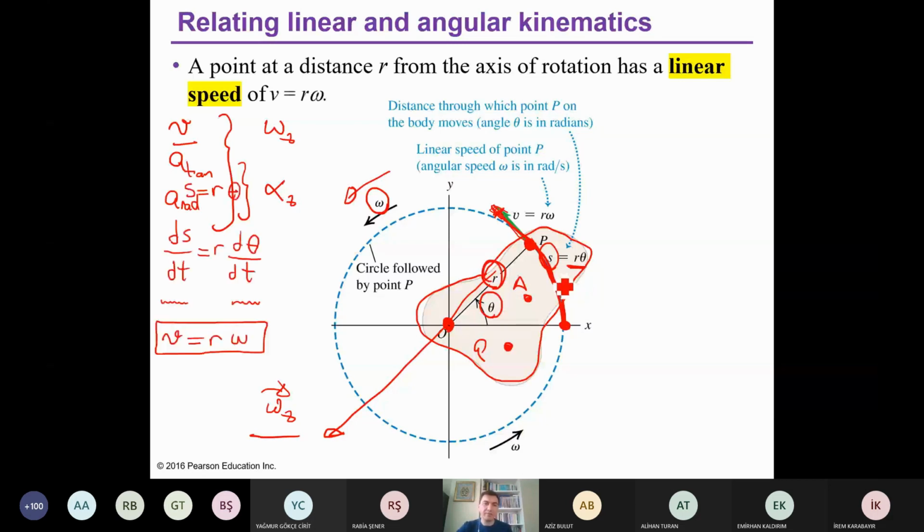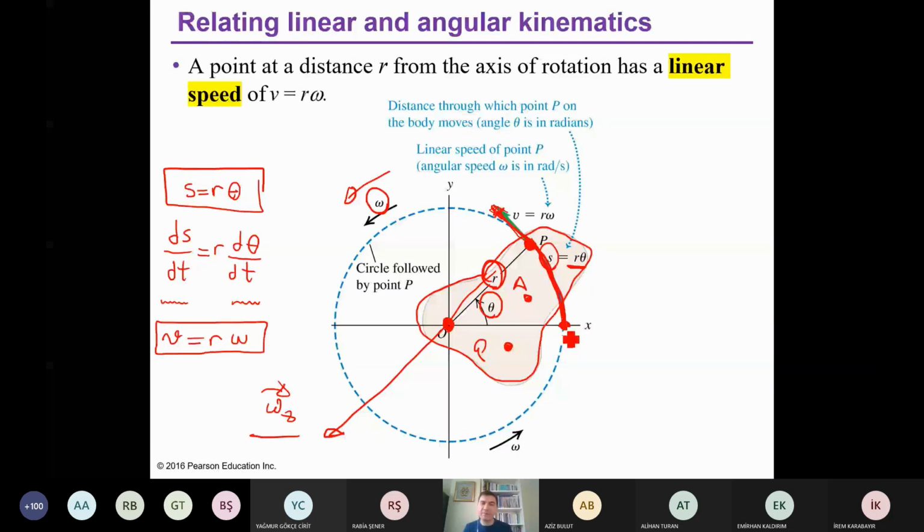So now let me continue. We know that this arc length here is given with R times theta, radius times theta. And if you take time derivative of this equation, so ds over dt on the left side, R is constant, and on the right side, theta changes by time during rotation, so d theta over dt. So what is this ds over dt? Velocity, okay, this one, linear velocity. And what about the d theta over dt? This is the angular velocity, change in the angular position, angular coordinate, which is the omega, okay?